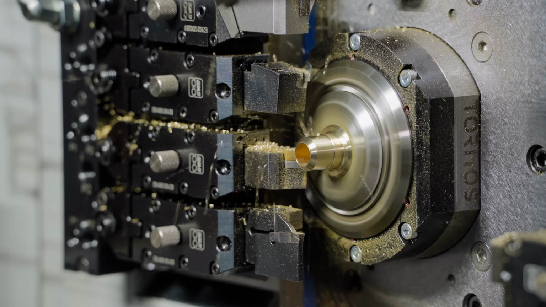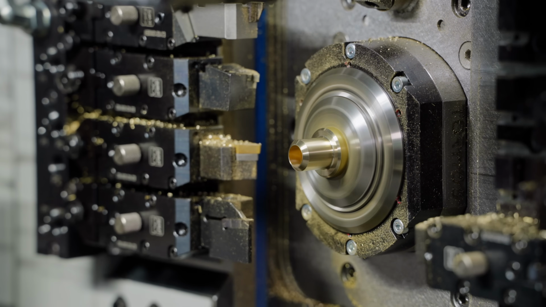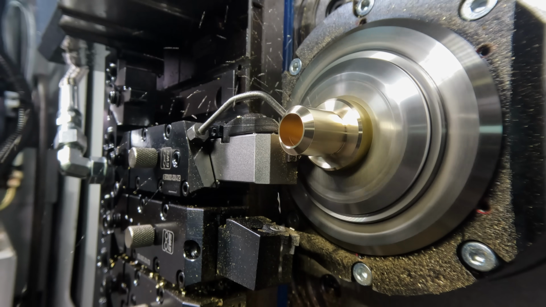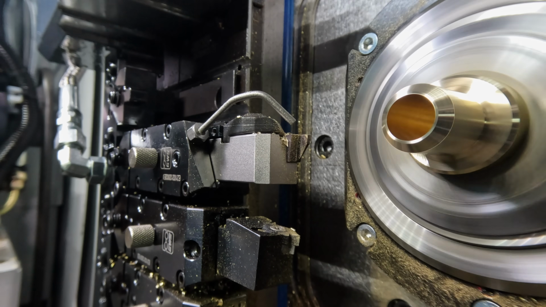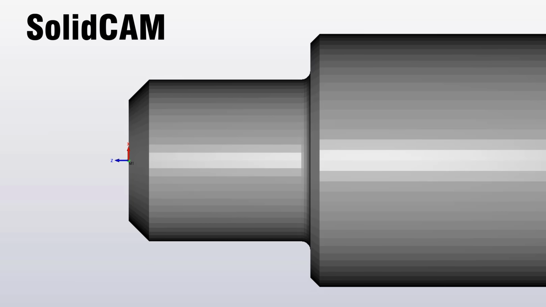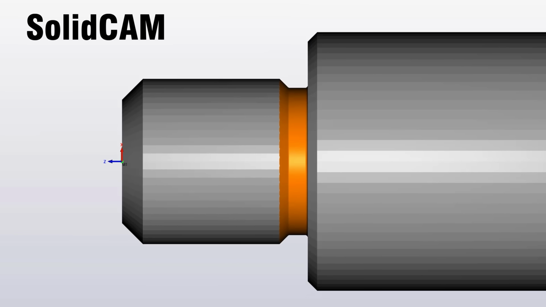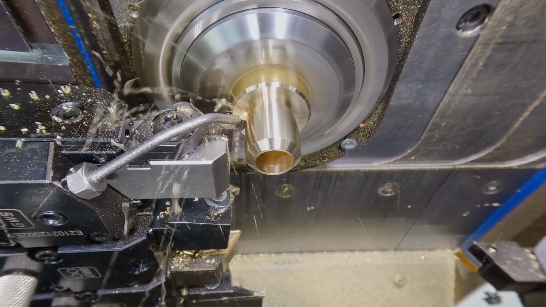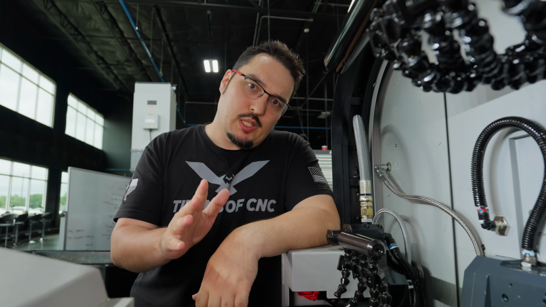After we turn the OD for our threads, we're going to put in our thread relief. I have a 62 thou wide top-notch grooving insert from Kennametal, using a KCU25 grade insert. We're just dropping in, and then we're going to put in our back chamfer right at the end where our threads are going to be. It's a really quick tool, and that's going to bring us to our threads.